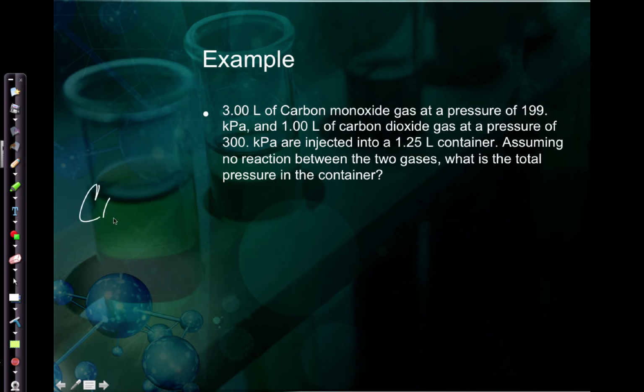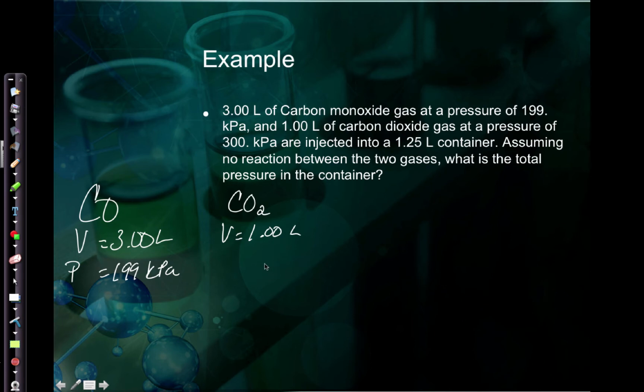So for carbon monoxide, or CO, my volume is 3 liters. It also tells me the pressure at that volume is 199 kilopascals. All right, and then it says that for carbon dioxide, my volume is 1 liter, and the pressure here is 300 kilopascals. All right, well, it's saying that both of these gases are injected into a 1.25 liter container.